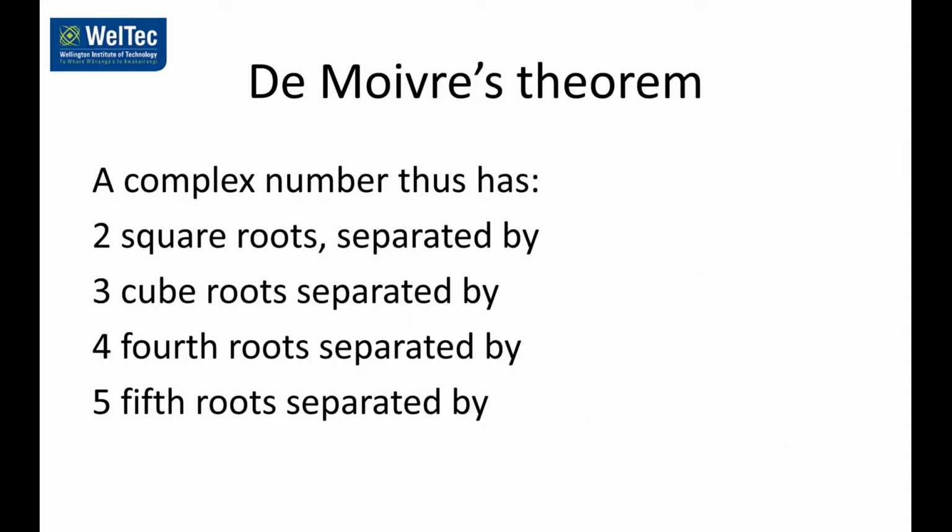So what we should be able to see from this, looking at the cube root we've just done, is that a complex number has 3 cube roots, all separated by 360 over 3, which is 120. If there are 4 roots, it would be 360 over 4, so they'd be separated by 90 degrees. The fifth roots would be separated by 360 over 5, etc., and 2 square roots would be separated by 180, etc.